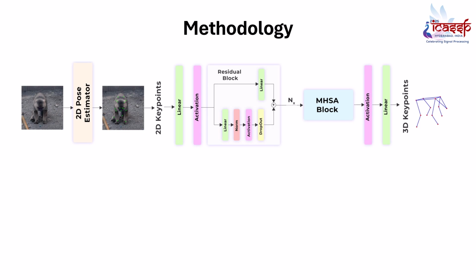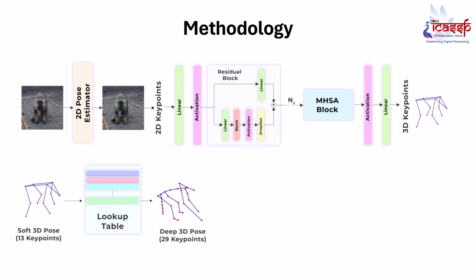We first pass the input image through a 2D pose estimator. This predicts the key points in the image space. The detected 2D key points are then normalized and passed into an attention MLP model. The attention MLP learns the spatial relationship between the key points using a self-attention mechanism to improve the accuracy. The network predicts a soft 3D pose, which represents the initial estimate of the 3D structure.